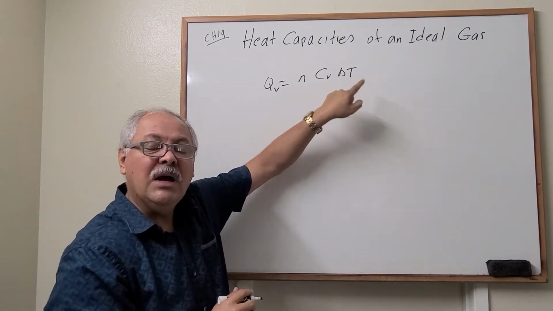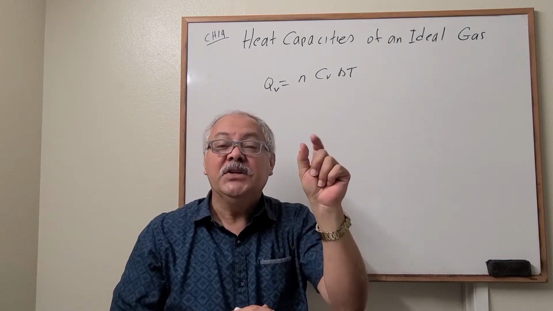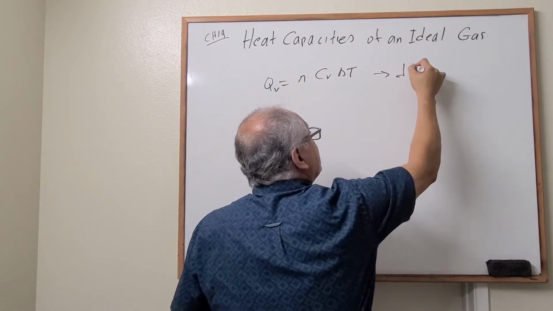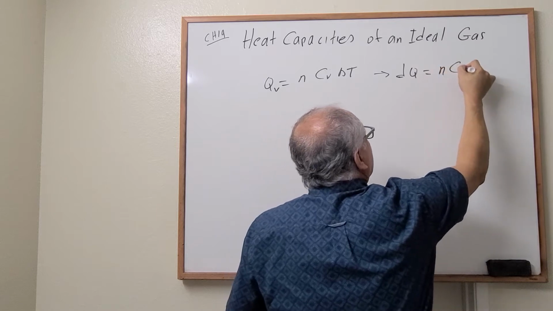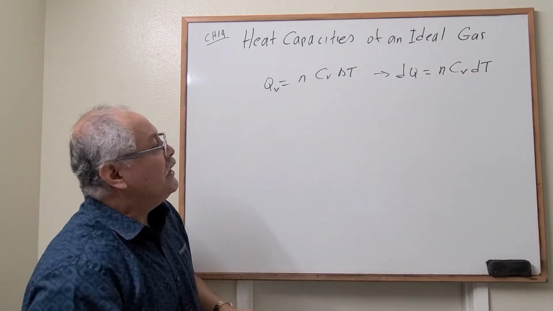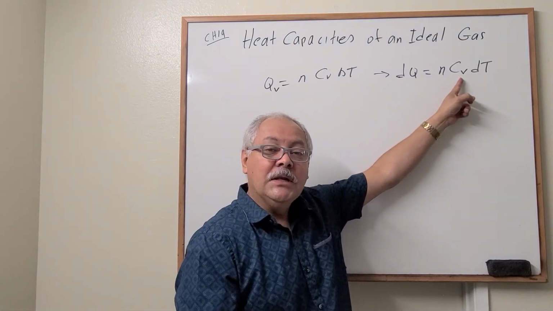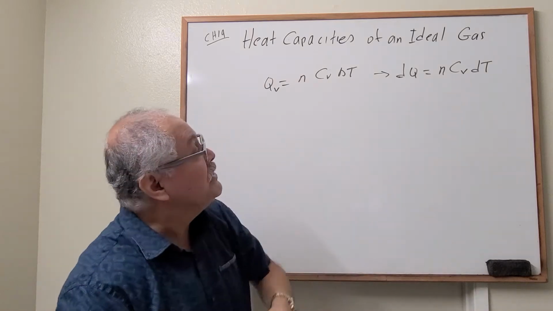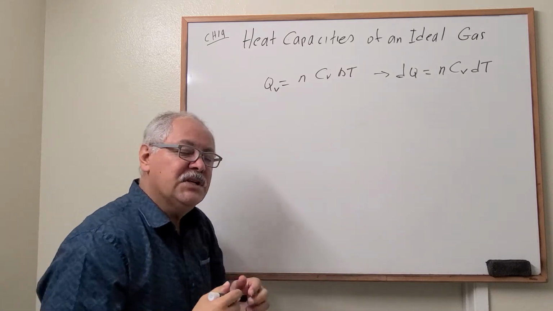What happens if the temperature changes infinitesimally? Okay, let's see. We just change this equation to this form, equal to n Cv dT. But pay attention to this part: it says at constant volume. Now let's use the first law of thermodynamics. Remember, this chapter is on the first law of thermodynamics. And how do we define the first law of thermodynamics?